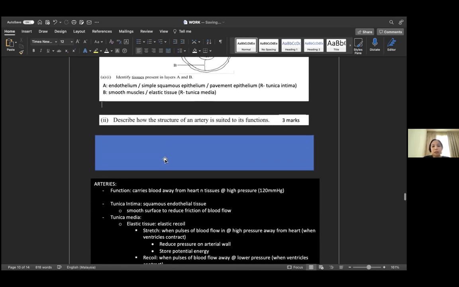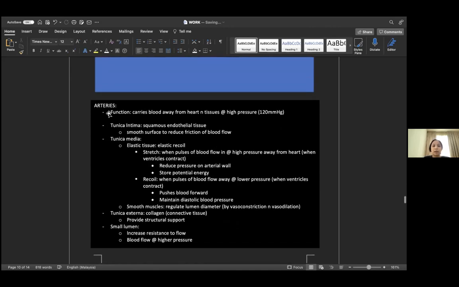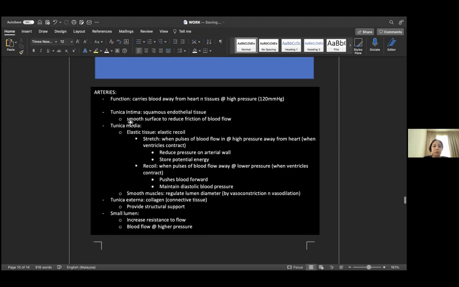Describe how the structure of an artery is suited for its function. So I'll go through what the functions of an artery are. The function of arteries is to carry blood away from heart and tissues at high pressure, and 120 mmHg is the pressure in aorta. Tunica intima is the inner coat, which is formed from squamous endothelial tissues, and it has a smooth surface to reduce friction of blood flow.